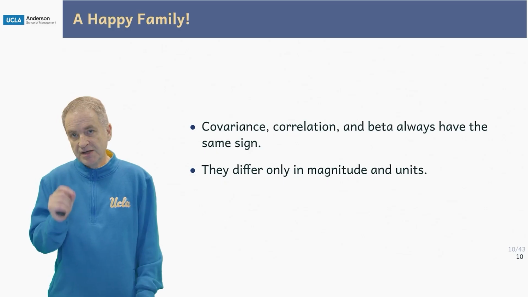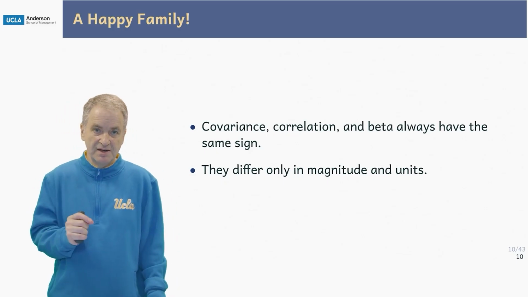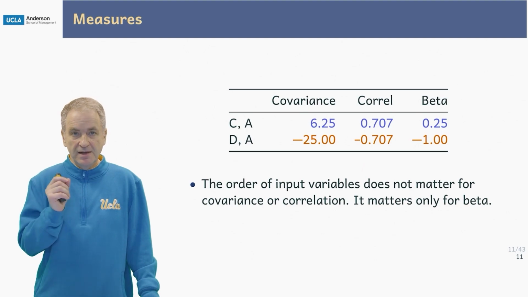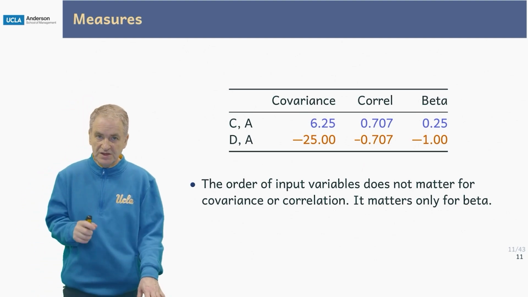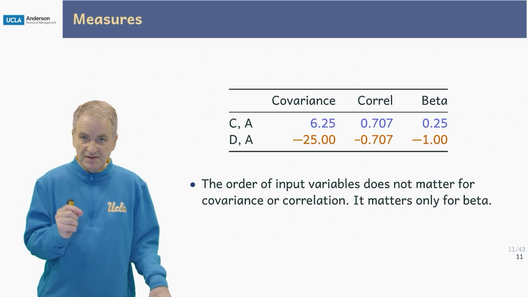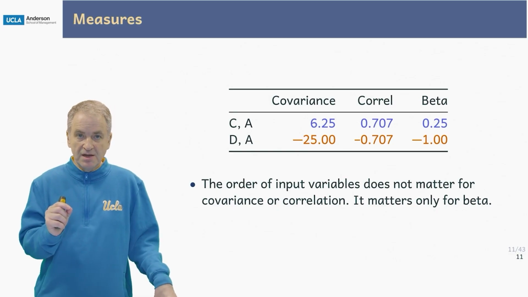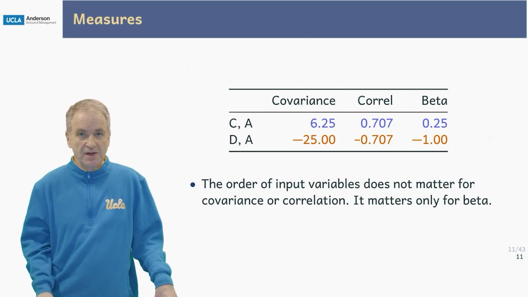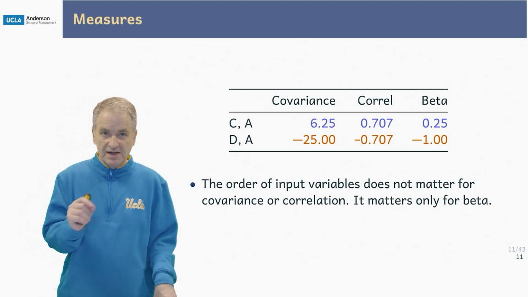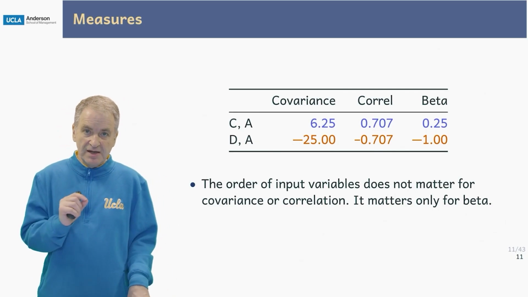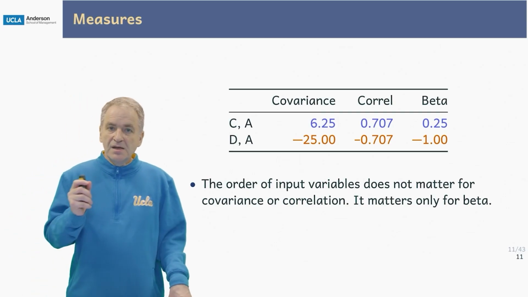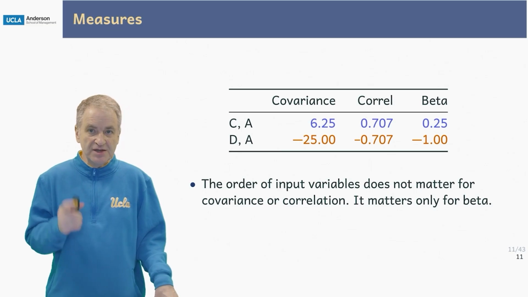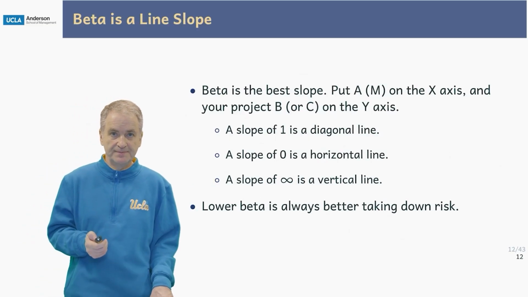Covariance, correlation, and beta always have the same sign. They differ in magnitude and units. Here are the numbers we are most interested in. Remember, our question is, we hold A, the market, and we are considering adding C or D to our portfolio. The sign is the same for C and A, it's always positive. For D and A, it's always negative. The order of your input variables does not matter for covariance and correlation. It does matter for beta, however.